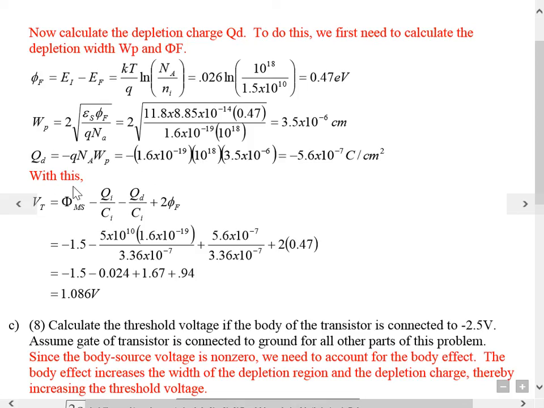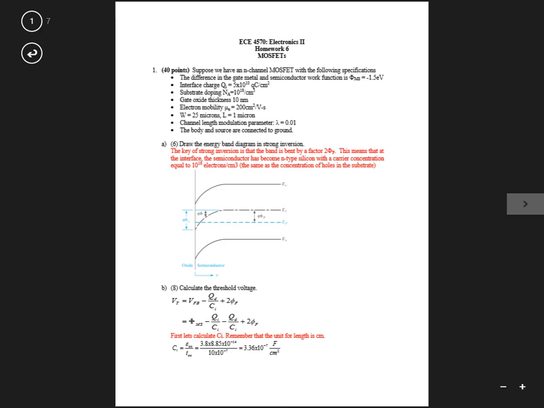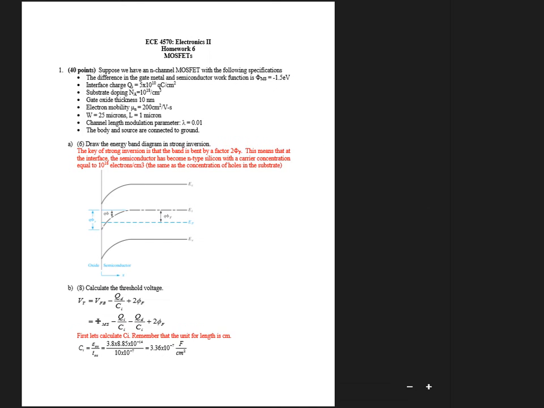WP, what does WP represent physically? Depletion width. It's the width of that depletion region that forms underneath the gate. The thickness of that layer is the depletion width. When you're calculating this, the key thing I want to point out here, epsilon S, the epsilon that you use here is not the same as the epsilon that you use in the CI calculation. That's another thing that students often mix up.